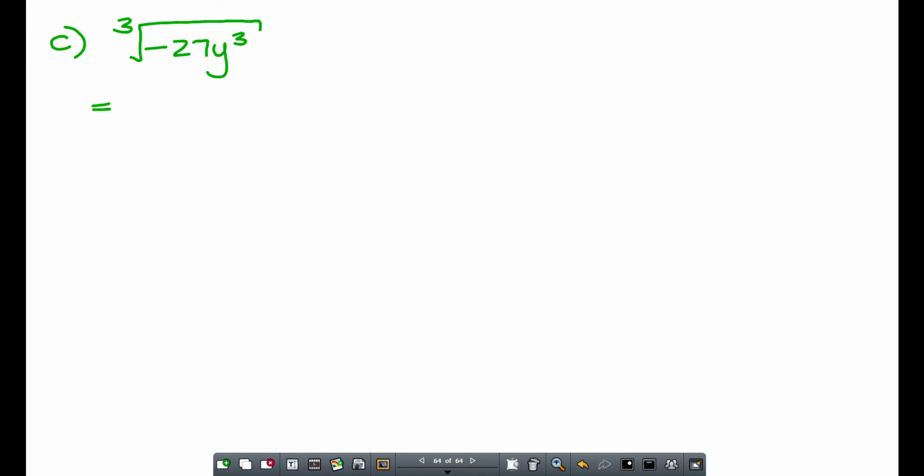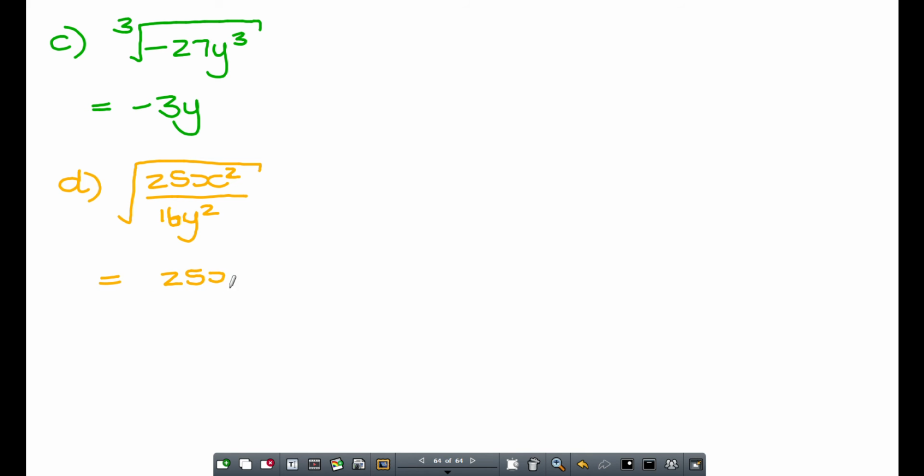Right, so cube root, okay, cube root of negative 27 will be negative 3. And cube root of y to the power 3 will just be y. Okay, at D, 25x to the power 2 over 16y to the power 2. I could break that up and say that will be the same as put each one of them in their own root.